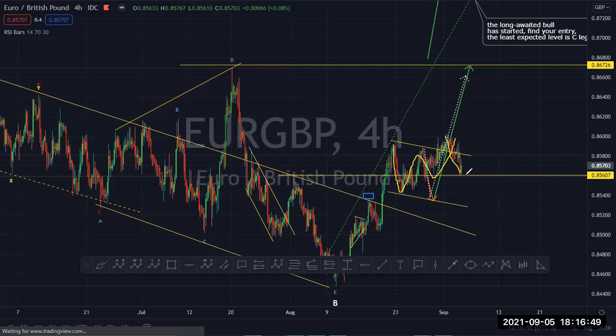Now, if this move continues above this level, then the buying will continue to this place. But if the selling continues and goes to this level, it becomes a flat. If it goes to this level, it becomes an expanding flat. But I don't think it will become an expanding flat. In my opinion, we are going to have what is called a running flat.